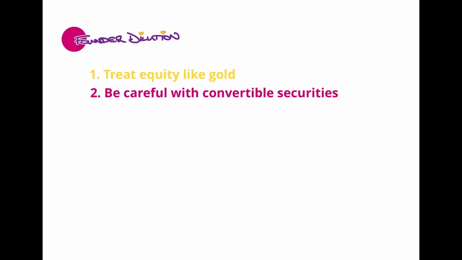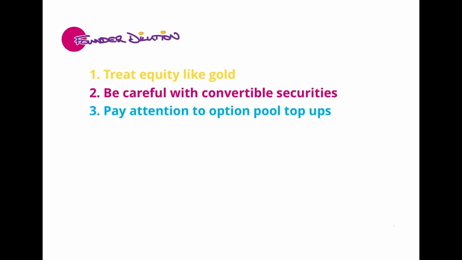The second is be careful with convertible securities. As we saw in part 2, convertible securities defer conversations about valuation, which can be helpful when you're raising money at an early stage. But they make it difficult to know how much equity you're giving away. To estimate this, you have to make some assumptions about the valuation of your company in the future, assumptions that may not always be accurate.